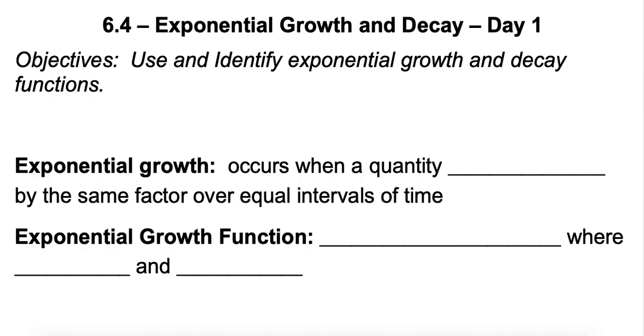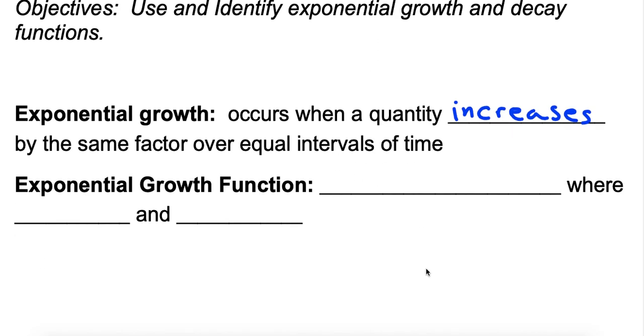The difference between exponential growth and decay. Exponential growth occurs when a quantity increases by the same factor over equal intervals of time. So maybe it's always doubling or tripling or quadrupling. An exponential growth function looks like y equals a(1 plus r) to the t.